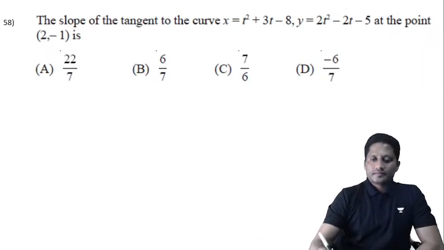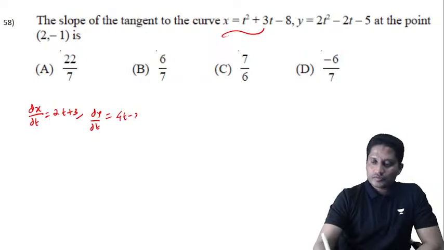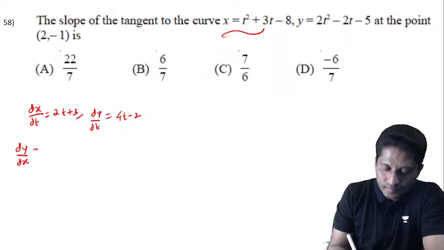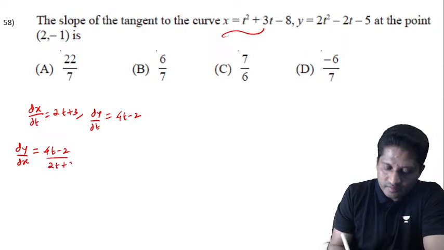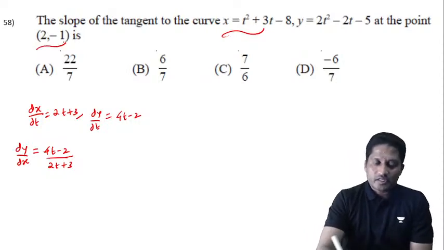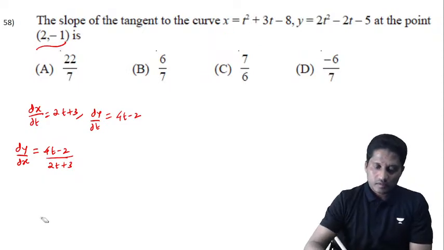Question number 58. So if I differentiate this, dx by dt is equal to 2t plus 3 and dy by dt is equal to 4t minus 2. Now dy by dx is equal to, if I divide these two, you get 4t minus 2 divided by 2t plus 3, right? I'm supposed to find the value of t. It is given point is 2 comma minus 1, right? If I substitute x as 2, this is x comma y. This point is x comma y.